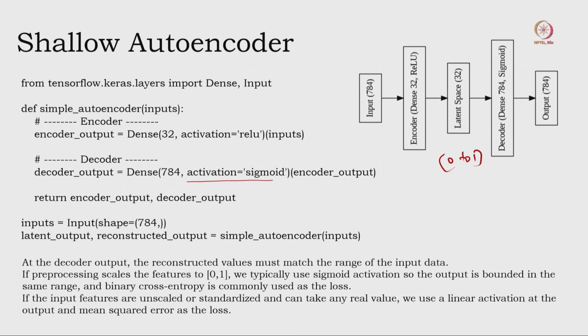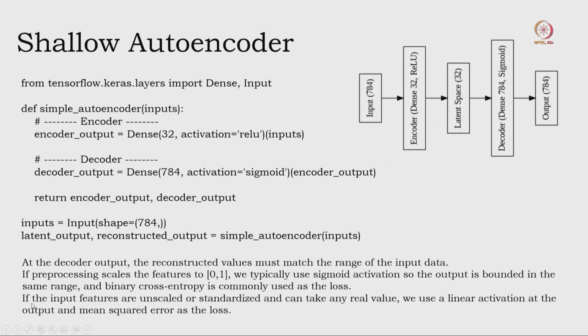At a decoder output, the reconstructed value must match the range of the input data. Therefore, in pre-processing, if the features are scaled to 0 to 1, then we typically use a sigmoid activation. Then because we have used a sigmoid activation, later in model.compile you will be using a binary cross entropy loss. If the input features are unscaled or standardized, then a linear activation function is used and the MSE loss will be used, that is, linear activation and mean square error loss function.